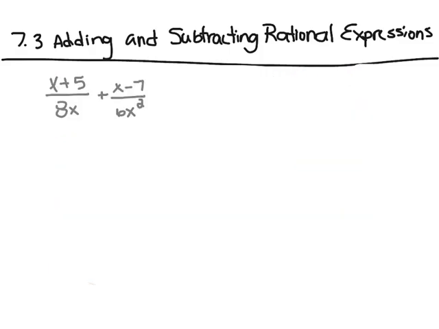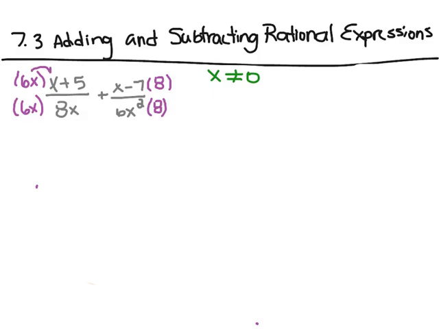For the next example, first find your non-permissible values. x cannot equal 0. From here, we need to figure out what we need to multiply by. So to get our coefficients the same, we're going to multiply this side by 8 and this side by 6. To make our x variables the same, we need to multiply the left side by x to make it x squared. So we're multiplying the right by 8 and the left by 6x.